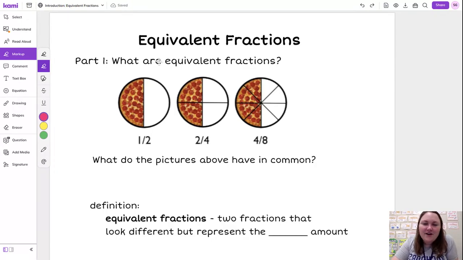To start off our conversation about what equivalent fractions are, I have these three pictures of pizza. We have the fraction 1/2, the fraction 2/4, and the fraction 4/8. The question I want you to take a moment to think about is, what do these three pictures above have in common? Pause the video if you need to think about that question.